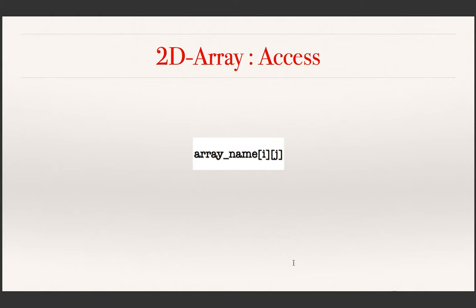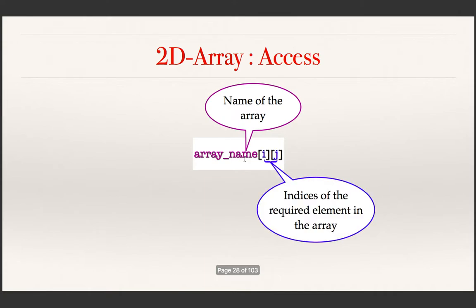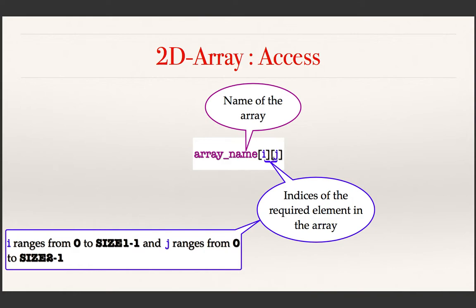Then how to access a 2-dimensional array? Here is the syntax, and the components are the array name followed by the indices, and the index values. The i is the row index, so it varies from 0 to number of rows minus 1, and j is the column number and ranges from 0 to number of columns minus 1.